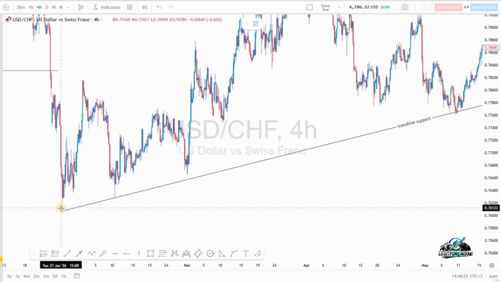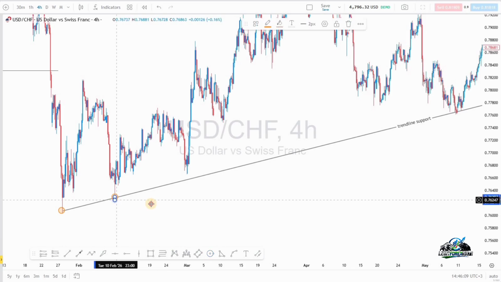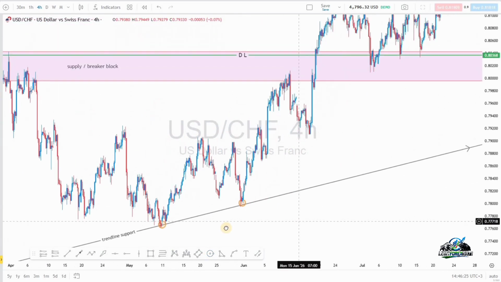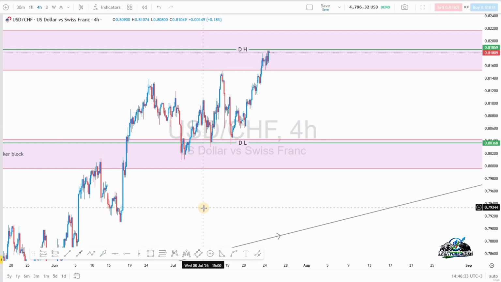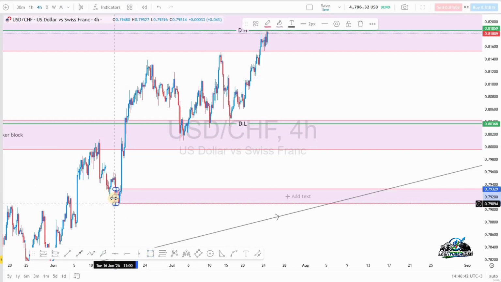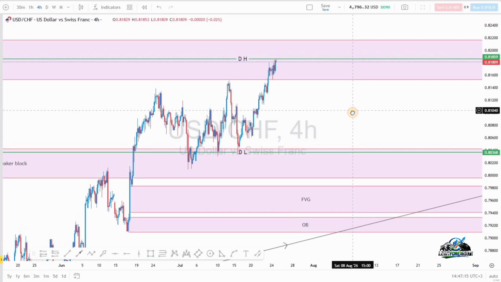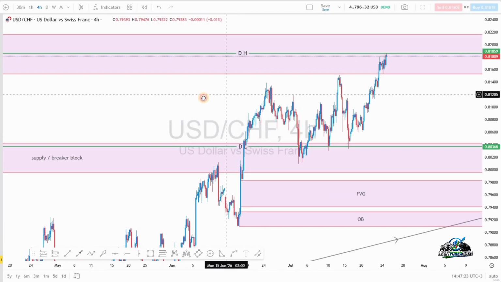Okay, so we have to mark the touches on this trend line. That's touch 3, touch 4. The market moved to the upside. As you can see here downside, we have an order block that has not been mitigated, and we have a fair value gap that has also not been retested or filled.